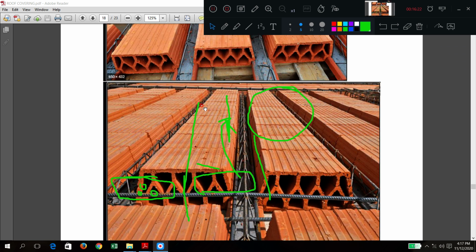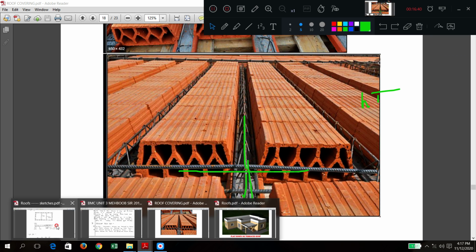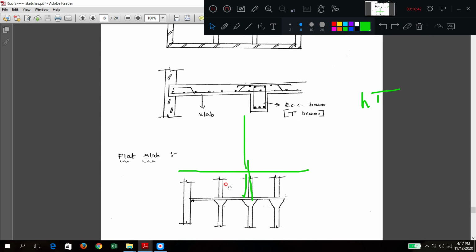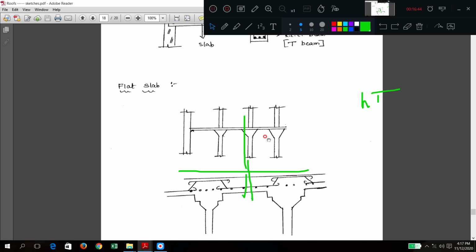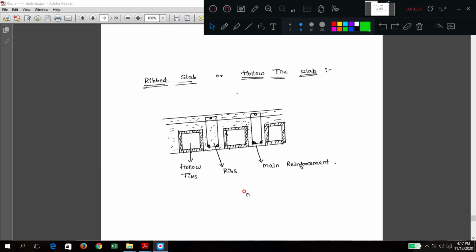So this is another view of a hollow tiled or ribbed slab. This is the reinforcement here. But load carrying capacity is less. How is it appearing in this diagram? So this is the reinforcement diagram for the flat slab. We have completed this one. Hollow or ribbed.